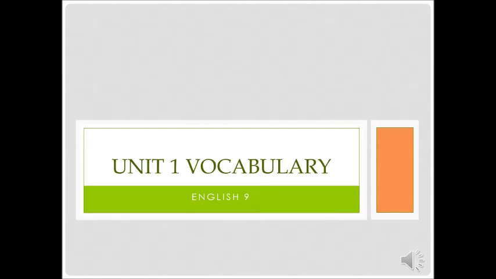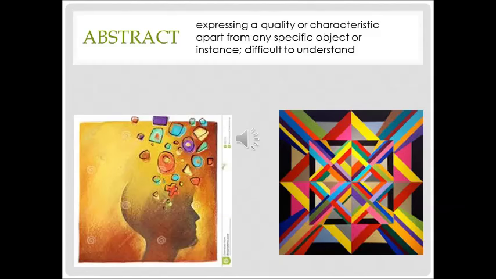Here we go. Our first word is abstract. Abstract technical definition means expressing a quality or characteristic apart from any specific object or instance. The simple definition is difficult to understand. So if you think of this in terms of things that are hard to grasp, abstract art is really popular, and that's if some of the art has different shapes and lines. Abstract ideas are outside of the box thinking. Abstract is an adjective.